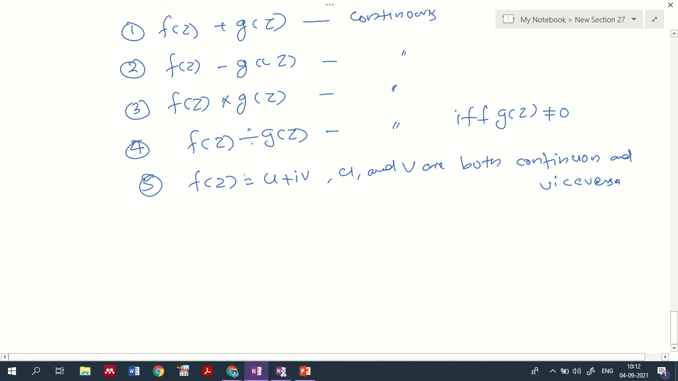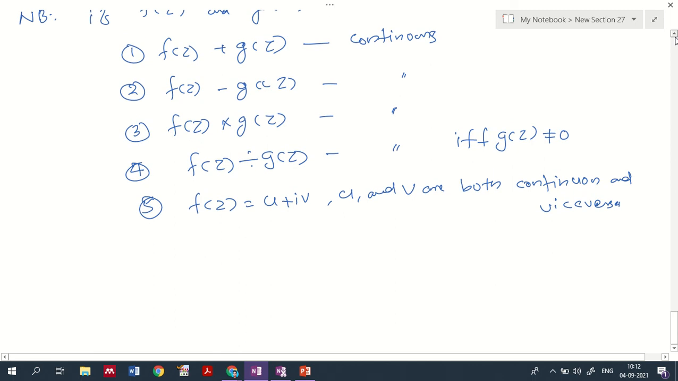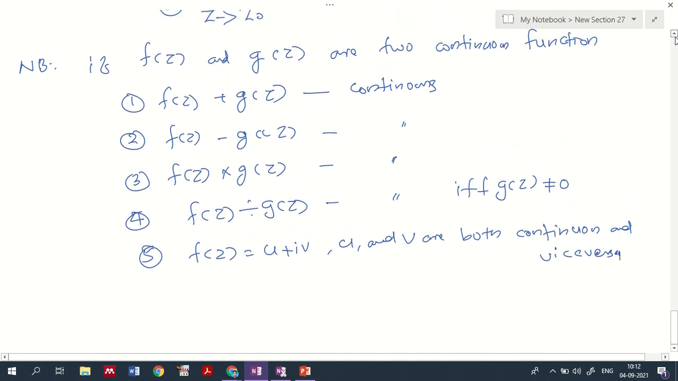Okay, then how do we check that? We'll do one problem, then you will understand how we check whether the function is continuous at the origin or not. So here I represented that if there are two continuous complex functions, then the addition, subtraction, multiplication and division cases will be continuous. And whenever f of z equals u plus iv, then u and v will both be continuous, and similarly, if u and v are continuous, f of z equal to u plus iv will be continuous.